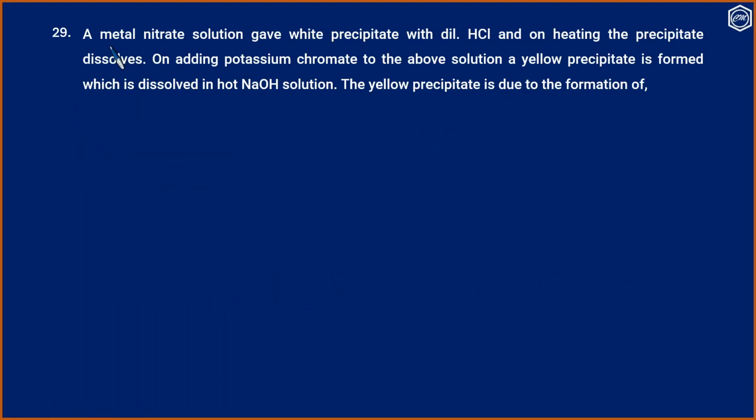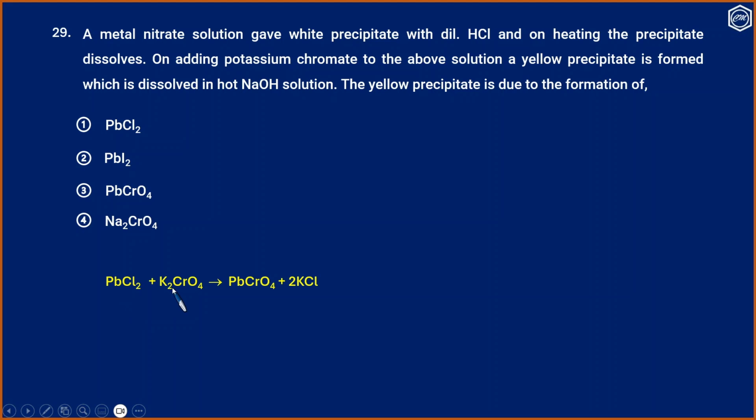Question 29. A metal nitrate solution gave white precipitate with dilute HCl, and on heating the precipitate dissolves. On adding potassium chromate to the above solution, a yellow precipitate is formed which dissolved in hot NaOH solution. The yellow precipitate is due to the formation of lead chloride, lead iodide, lead chromate, or sodium chromate. The precipitate is white in color and it dissolves in hot water, so it must be lead.